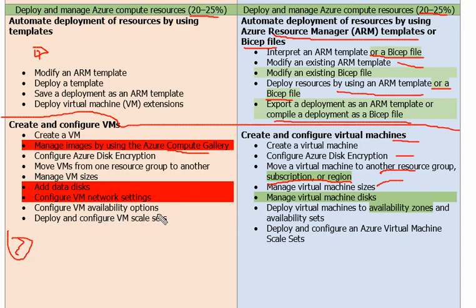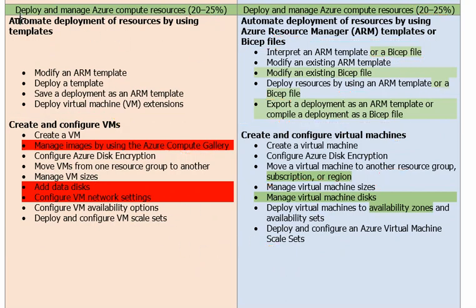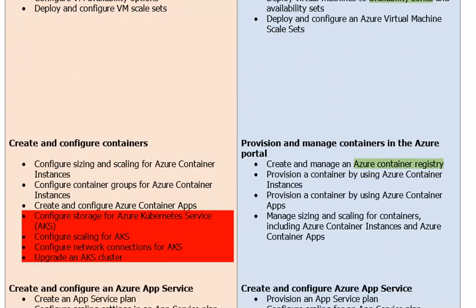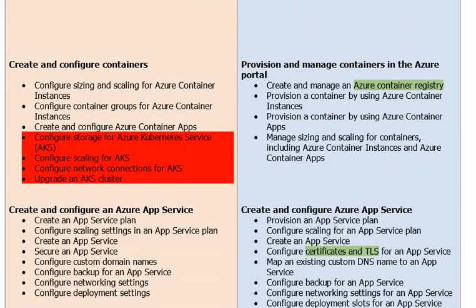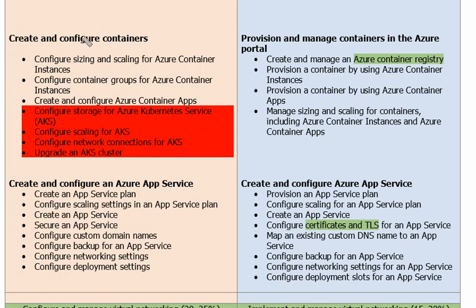Configure VM availability option is changed to deploy virtual machines to availability zone and availability set. So deploy and configure VM scale set is changed to deploy and configure Azure virtual machine scale sets. So we have compared the second part as well. Now let's move to third part of deploy and manage Azure compute resources. So let's scroll down. And we are in third part now.